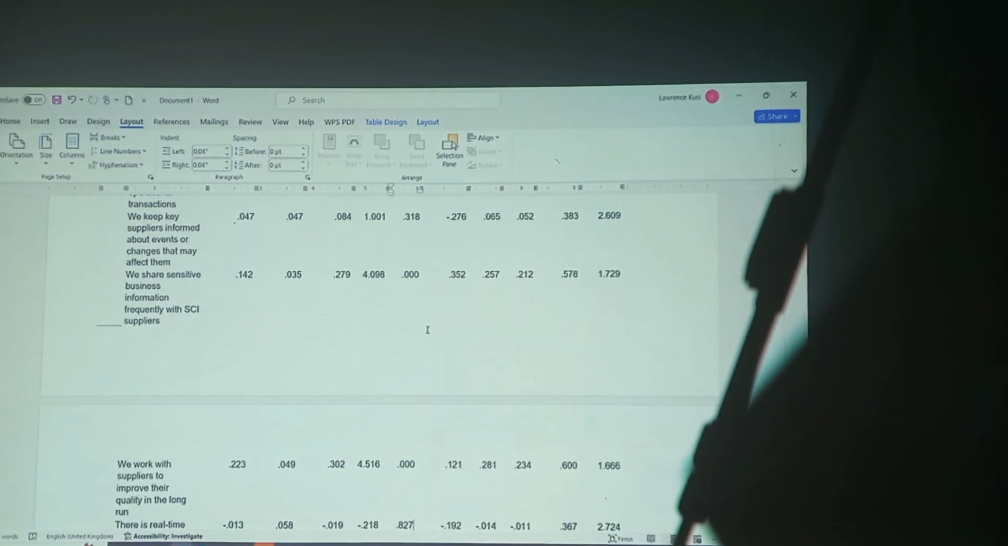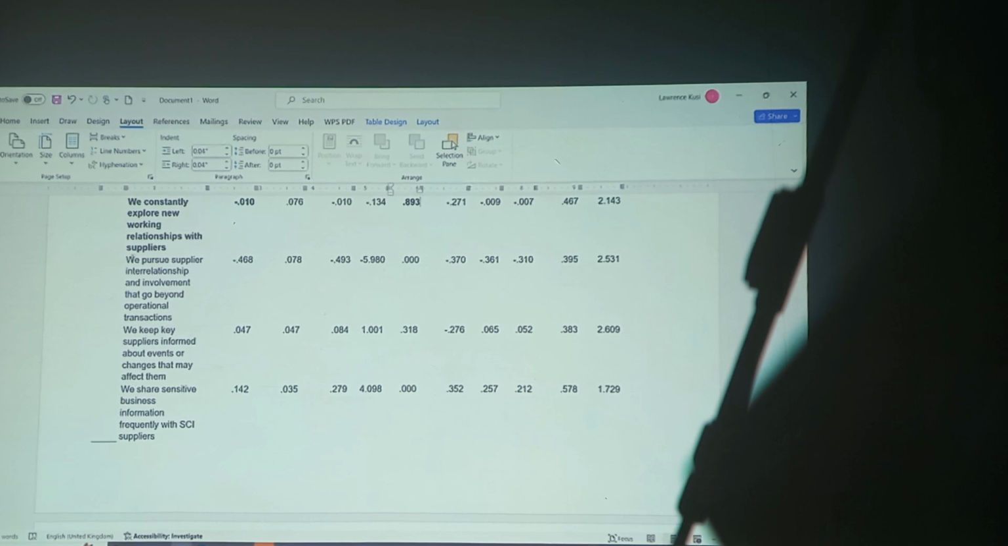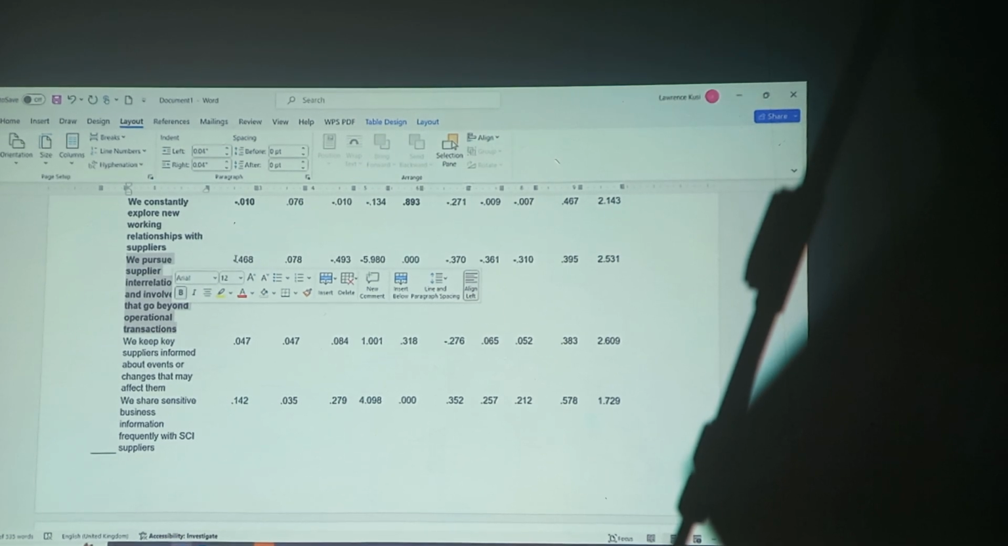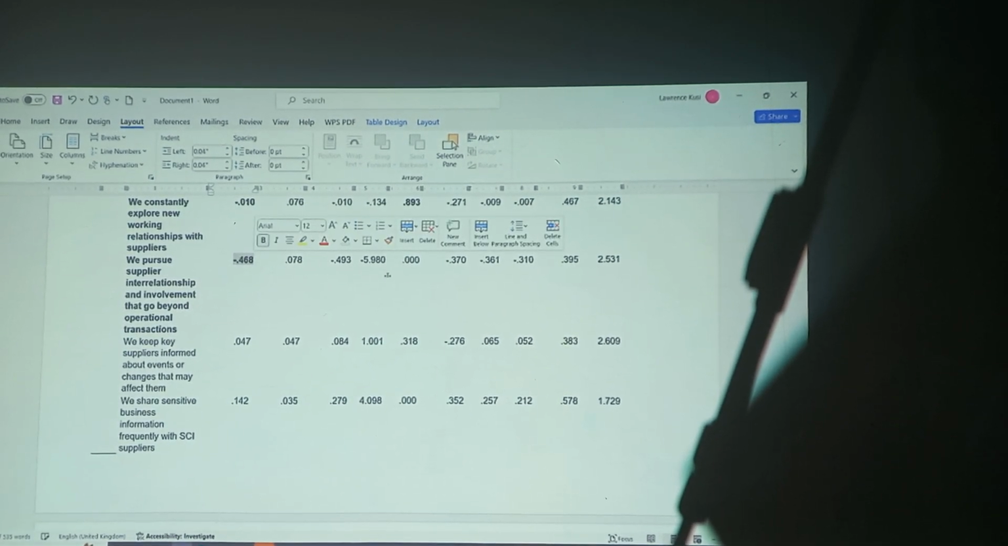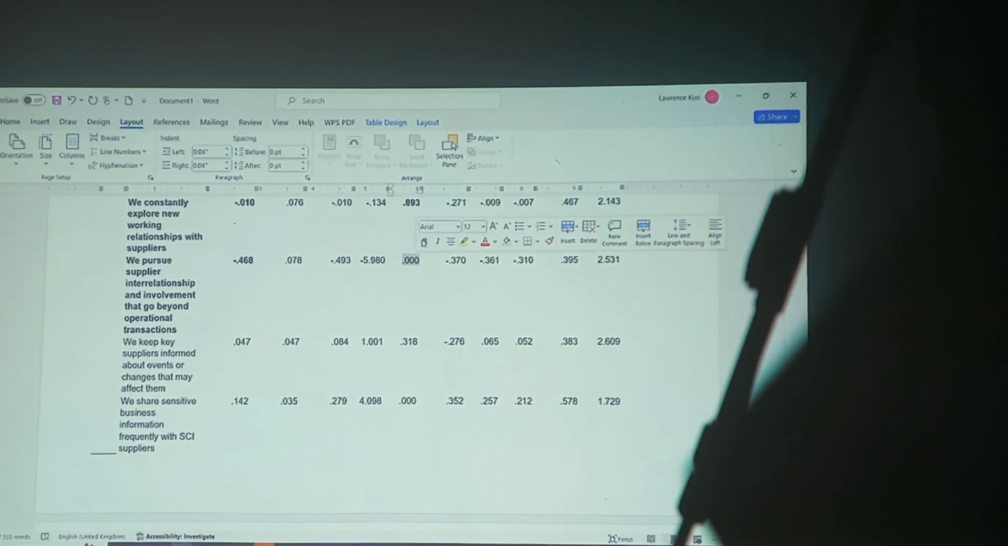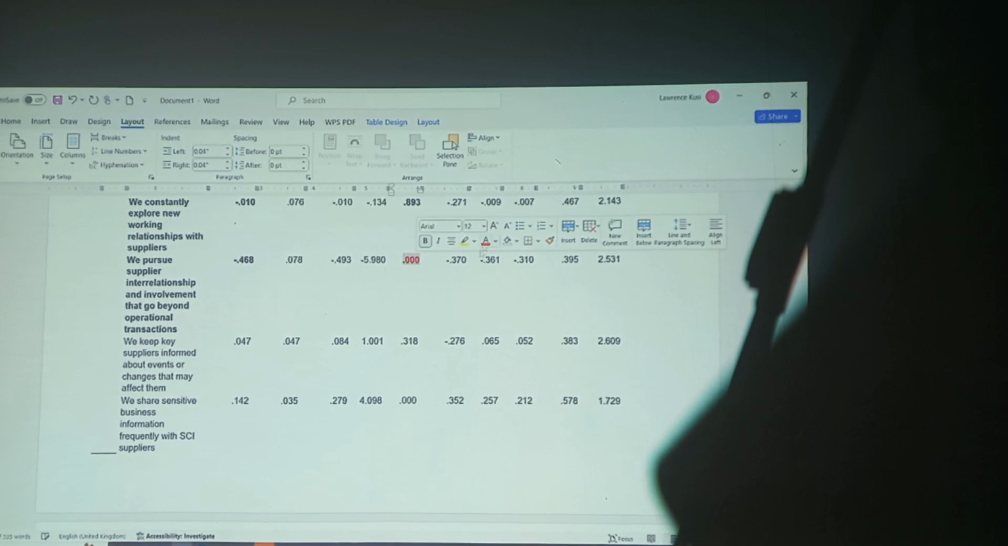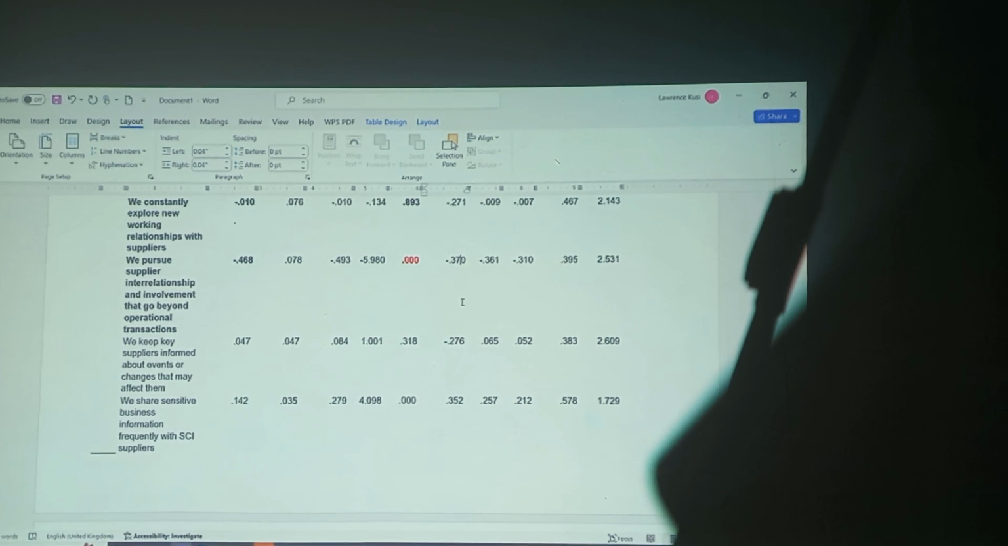Let's go to the next one. We pursue supply interrelationship and involvement that go beyond operational transactions. What is the contribution? Is it improving or is it significant or not significant? So what does it mean? It reduces profits. Yes. The reduction is significant. And therefore we didn't get the result by chance. In fact, if they keep on trying to develop relationship that go beyond operational kind of thing, it is not helping them to make profit.